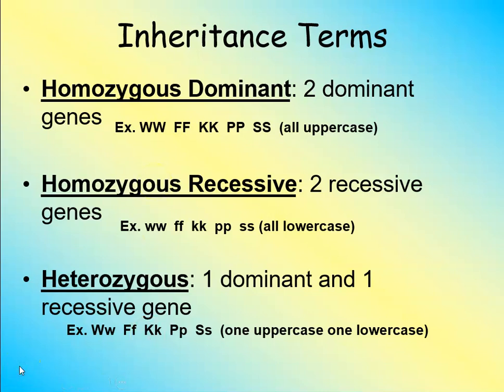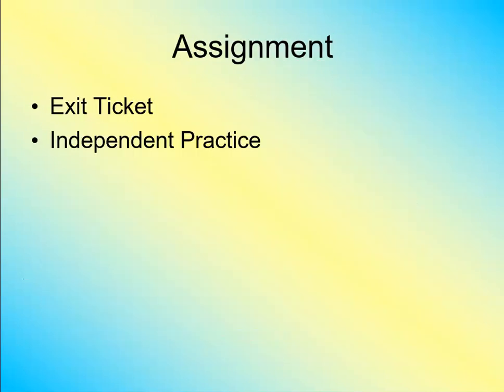Okay, so I'm going to move on to our last slide. And these are going to be your assignments. So you have your exit ticket. Your exit ticket's going to be like 2 questions. I'm going to mainly focus on vocabulary. And then your independent practice, which is going to have you practicing that vocabulary. So the homozygous dominant, homozygous recessive, heterozygous, what are genes, what are alleles, all of that information that you need to move on to the next steps.